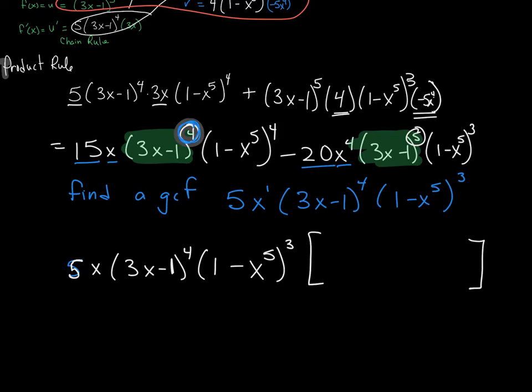15 divided by 5 is 3, and x divided by x is just 1, so that just becomes 3. Now, if you notice, the GCF here was (3x-1)^4. That completely cancels out with this one. And then here, this is (1-x^5)^4 over (1-x^5)^3, and if I subtract these exponents, 4 minus 3, that tells me I have one more of those left over, so that would be 1 minus x to the 5th.